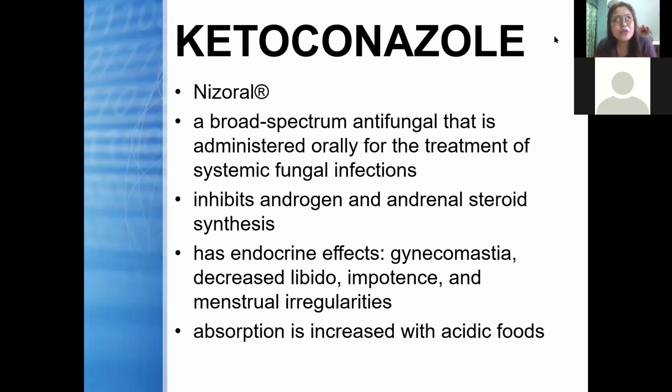So what's our problem with ketoconazole? Pag gamiton nato siya for systemic infection, it will inhibit androgen and adrenal steroid synthesis. So mostly sa mga lalaki, ma-inhibit ang pag-synthesize sa ilahang hormone. That is why naa niy side effect na gynecomastia.